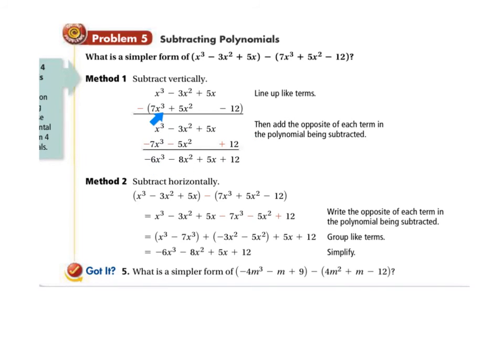So again, combine like terms here. Negative 6x cubed, negative 8x squared, plus 5x, and then plus 12. Again, be sure you line up like terms and do that. Do the same thing here if you like, and again, just go back and combine like terms.